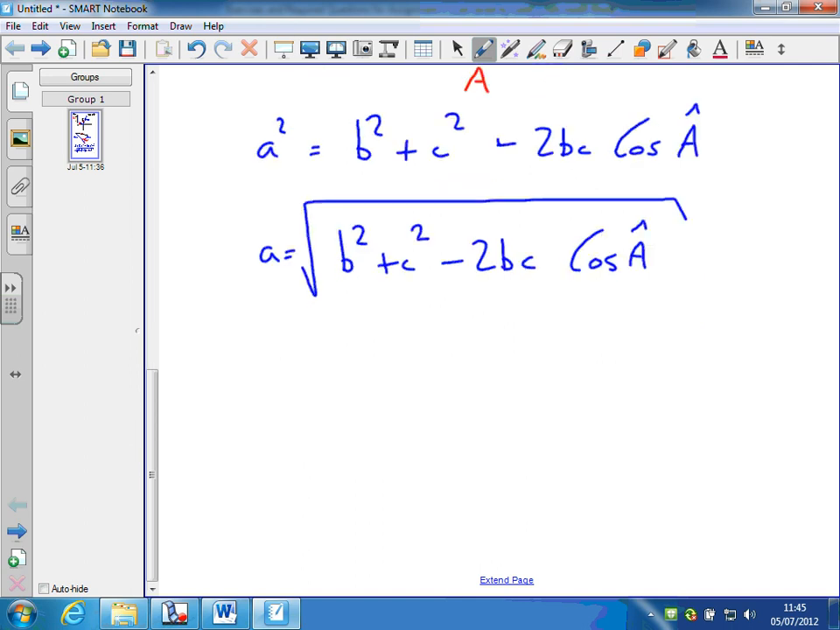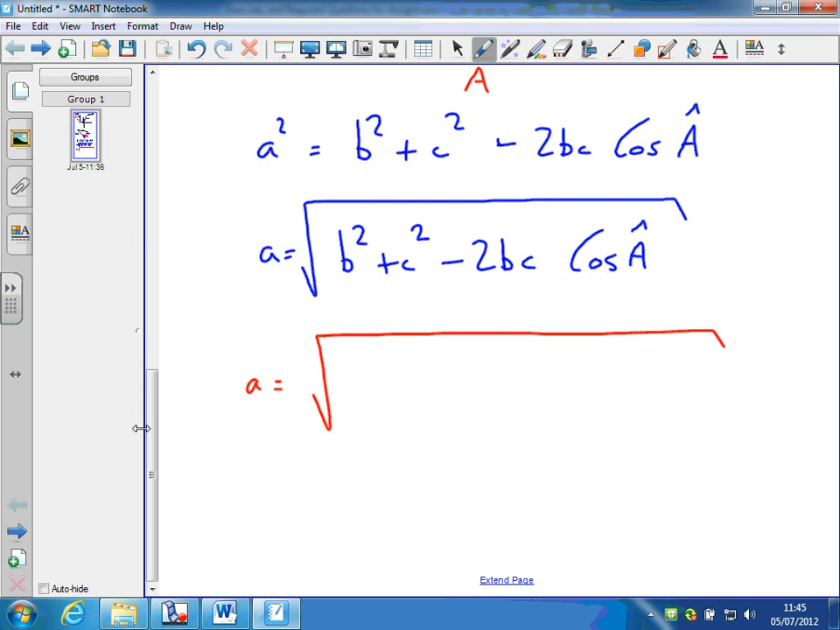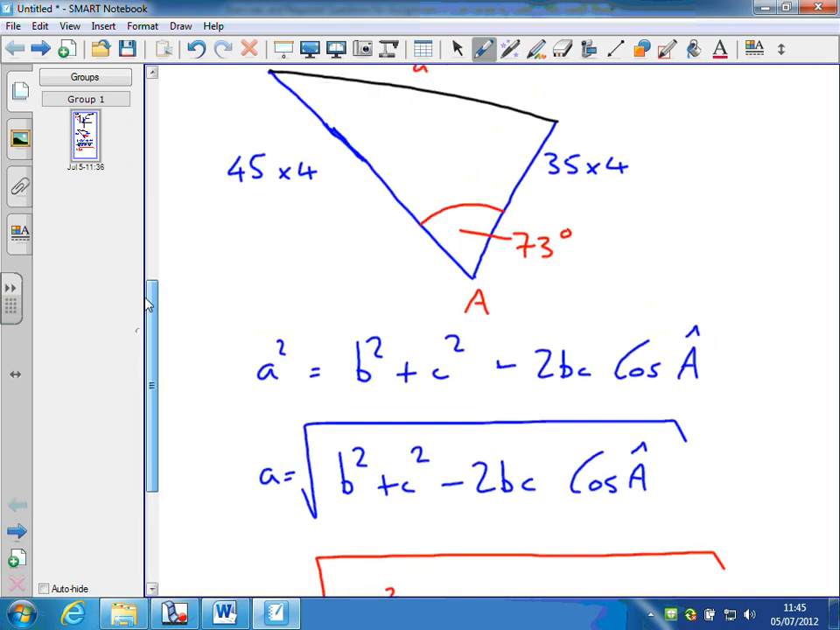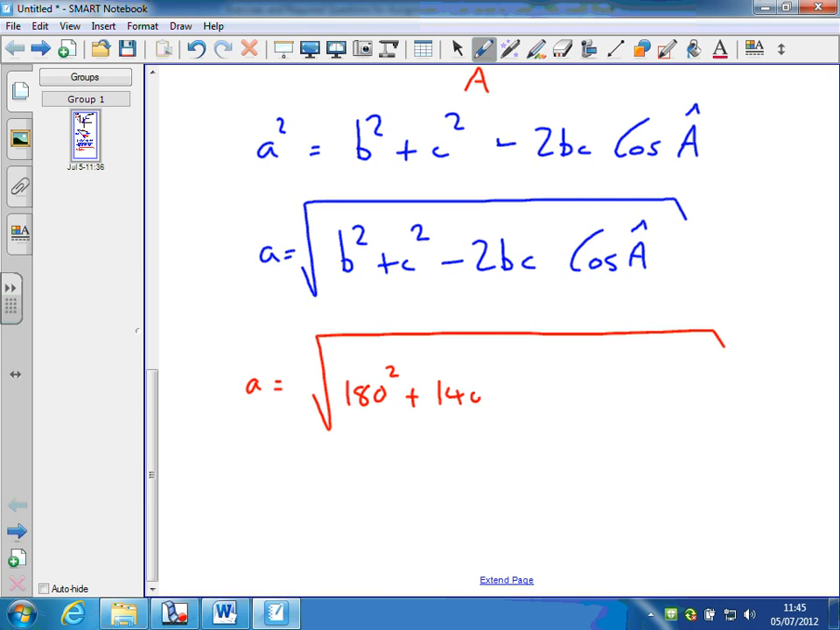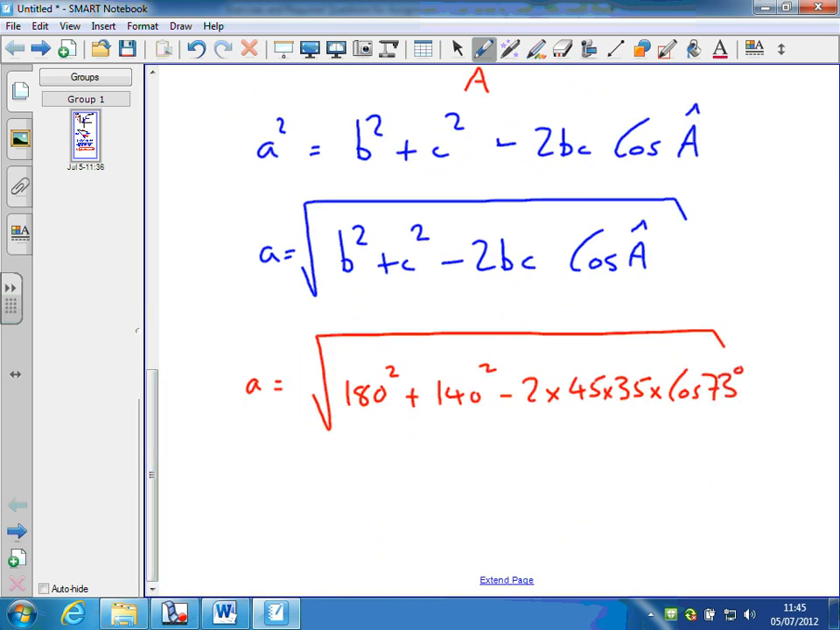So then putting in the figures, we get A equals the square root of whatever these values are, 45 times 4 all squared, 180 squared, plus 35 times 4 is 140 squared, minus 2 times 45 times 35 times cos 73. And again, you can do that in one hit on the calculator. I recommend that you do that.